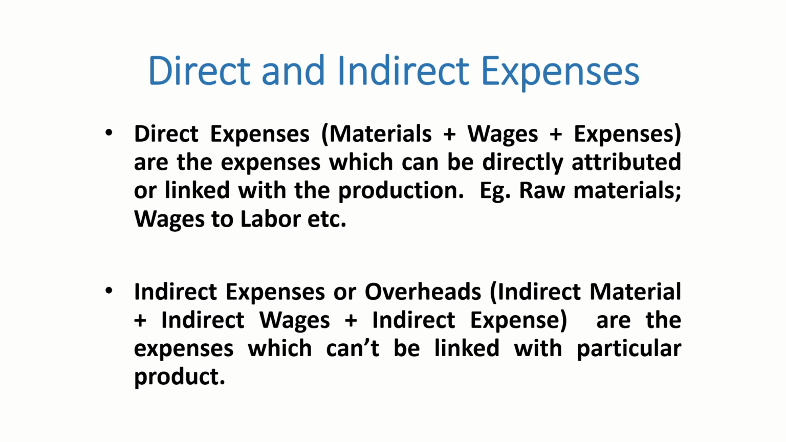So what are direct and indirect expenses? Direct expenses can be direct materials, direct wages, which we can also call direct labor, or the expenses which can be directly attributed or linked with production. For example, the best example is raw materials. Raw materials we can directly link up with a particular production. In the same way, wages to labor, those who are working for a particular product, we can directly attribute these costs to one particular product. These are called direct expenses.